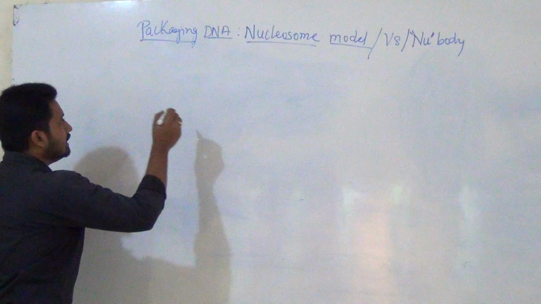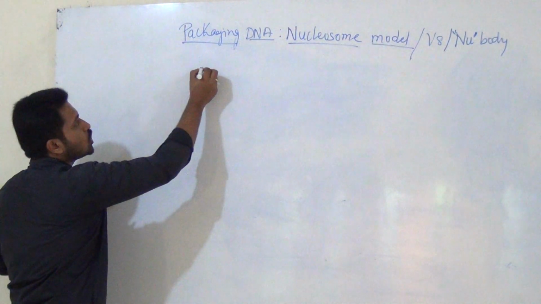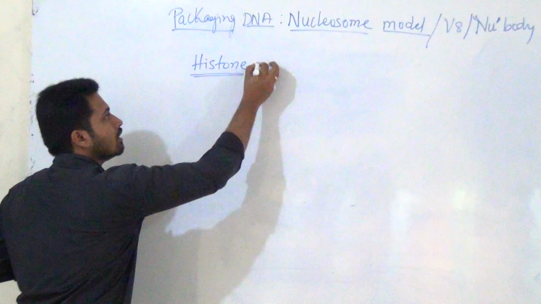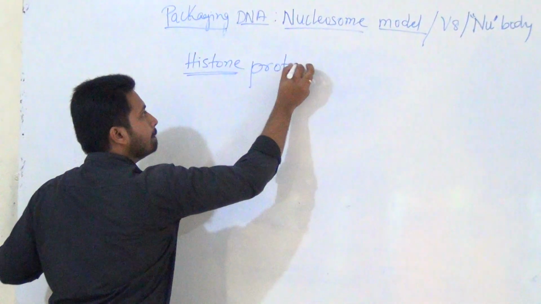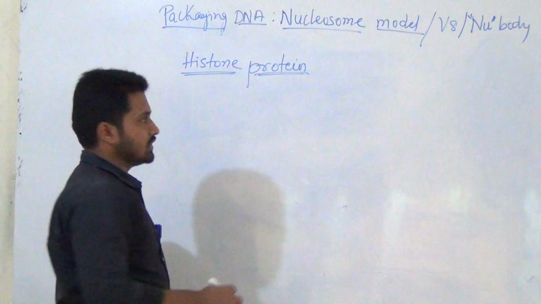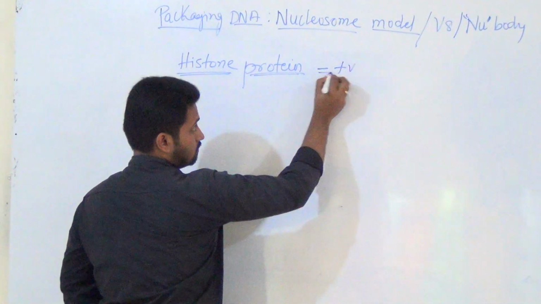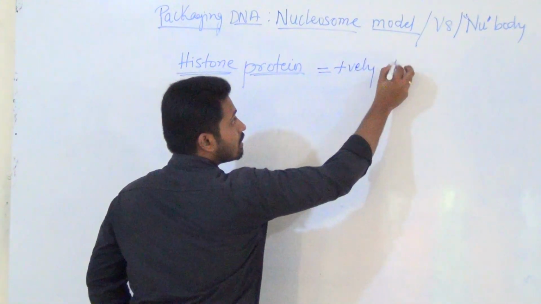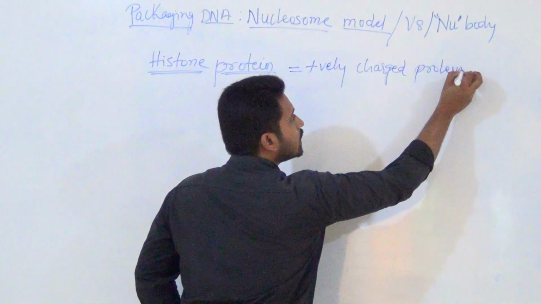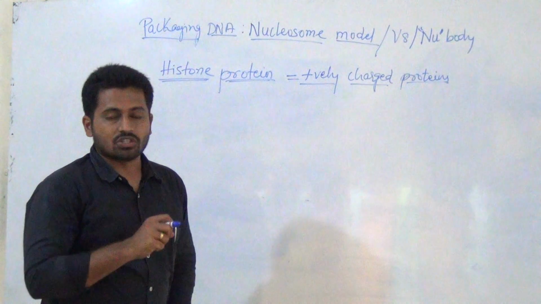So here in the nucleus we have some very important proteins that are called histone proteins. Histone proteins in our nucleus are nothing but positively charged proteins. These histone proteins are positively charged proteins.